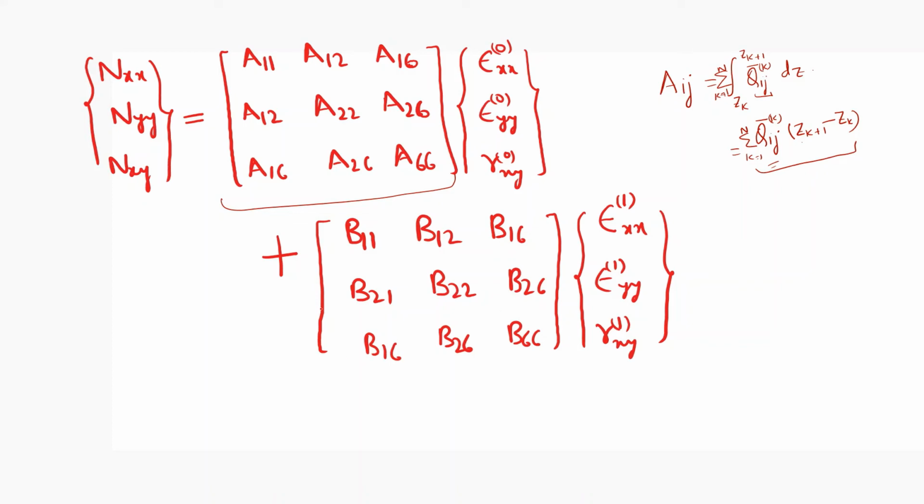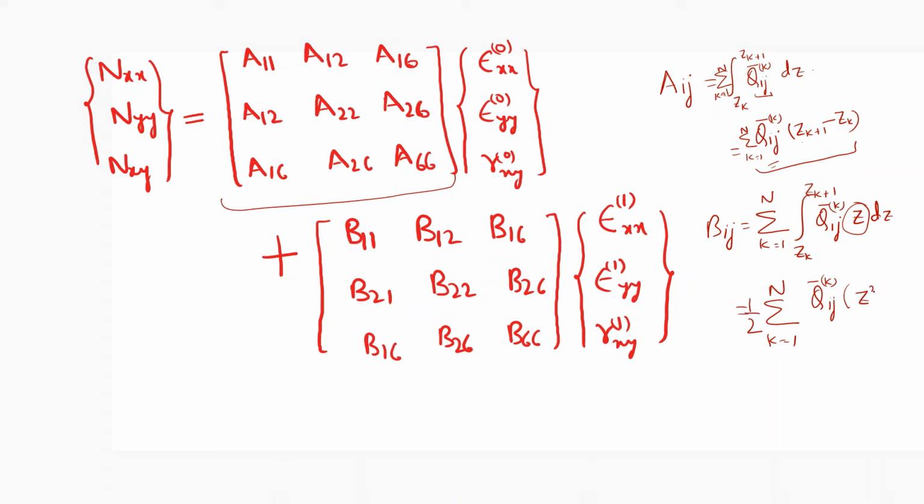Similarly, B11, B12, B16, we will get Bij as the summation from k equals 1 to n of the integral from z k to z k plus 1 of Qij bar of k into z dz. So again, Qij bar of k would be outside the integration, and then it would get integrated, so half would come outside, half of z k plus 1 square minus z k square. This would be the Bij.